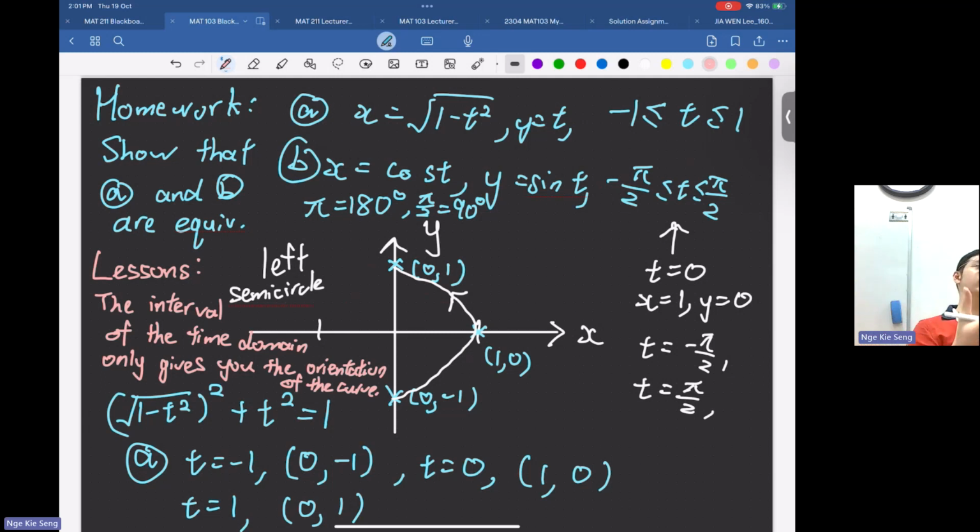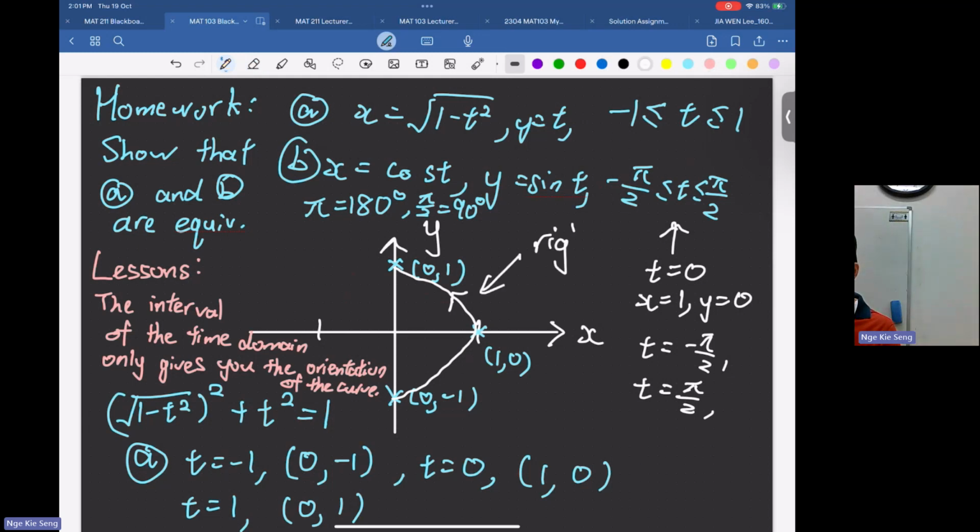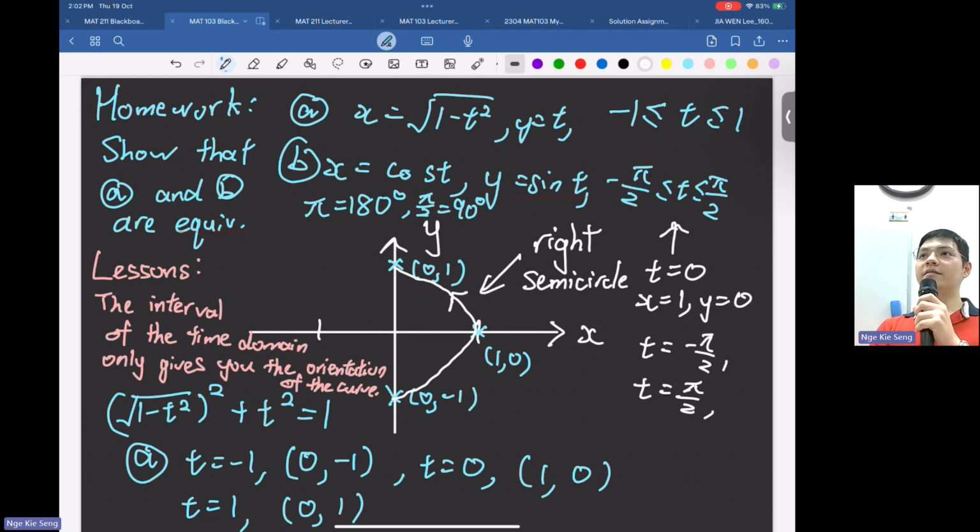For a line, there are two orientations you can have: you can go from left to right or right to left. Here you can go from up to down or down to up. To get which circle you have, you need to check some of the points. So in the end, we go from top left to right, and the final answer is the right semicircle. So the two describe the same thing. Any question?